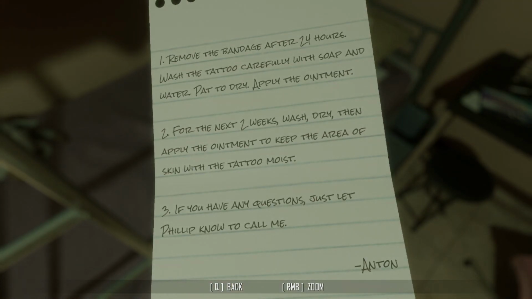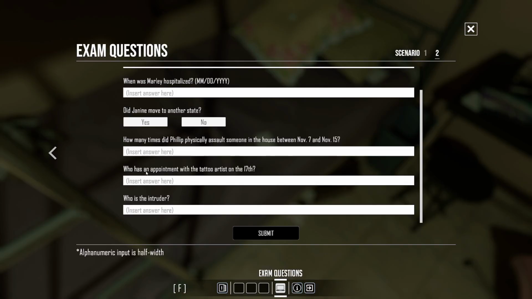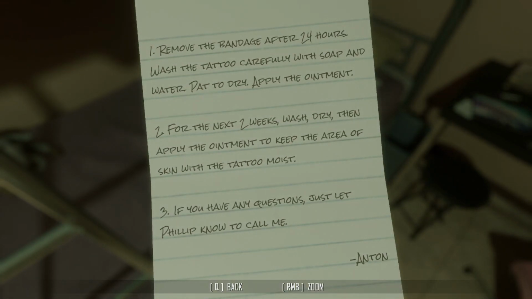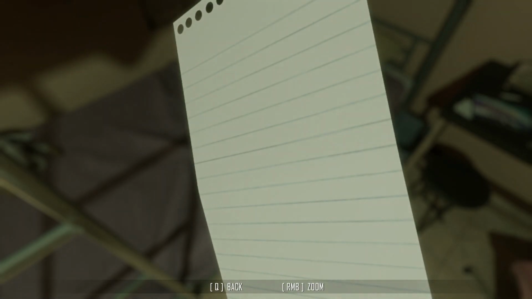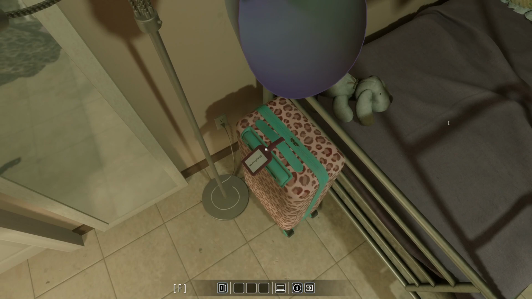Oh, you can't read this. Remove the bandage after 24 hours. Wash the tattoo carefully with soap and water. Pat to dry. Apply the ointment. Wait, was there a question about... Who has an appointment with the tattoo artist on the 17th? For the next 2 weeks, wash, dry, then apply the ointment to keep the area with the tattoo moist. If you have any questions, just let Philip know to call me. It could be Stephanie. Tattoo? Question mark.